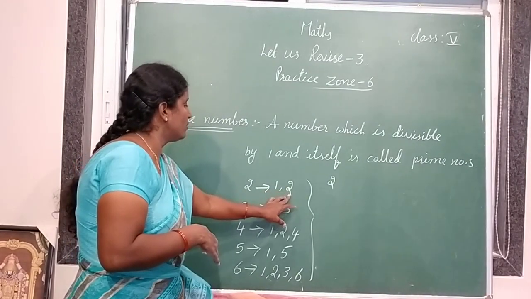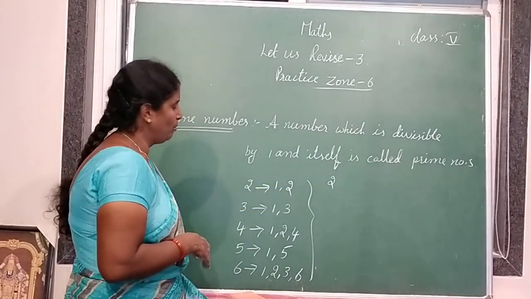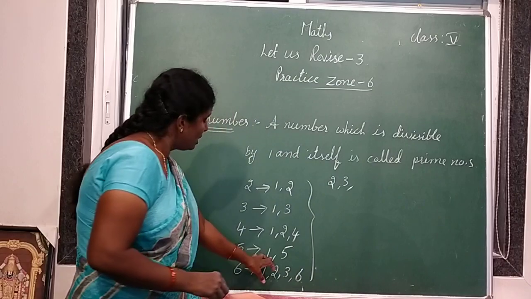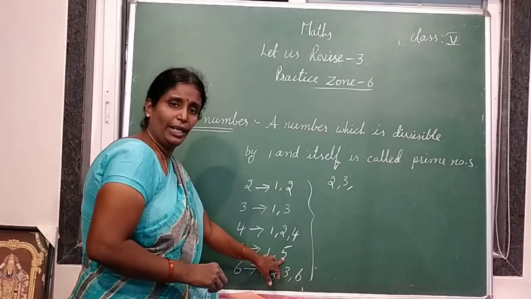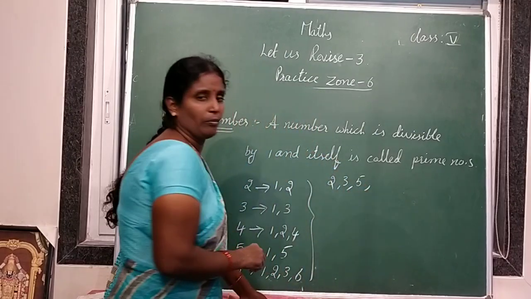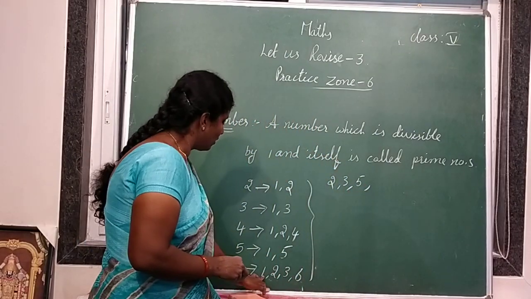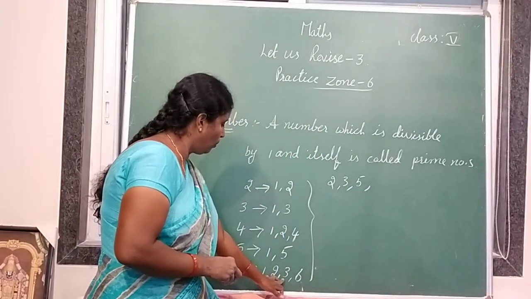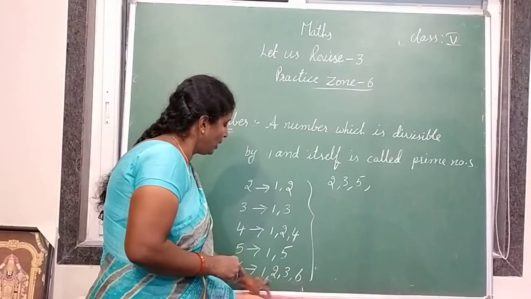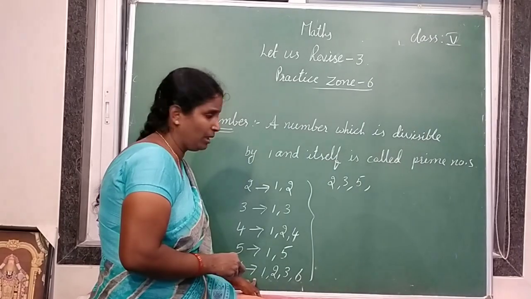So 1 and itself. So 2 is a prime number. 3 is also a prime number. 5 is also divisible by only 1 and 5, so 5 is also a prime number. Next, 6 is divisible by 1, 2, 3, 6. More than 2 numbers. It has more than 2 factors. So it is not a prime number.